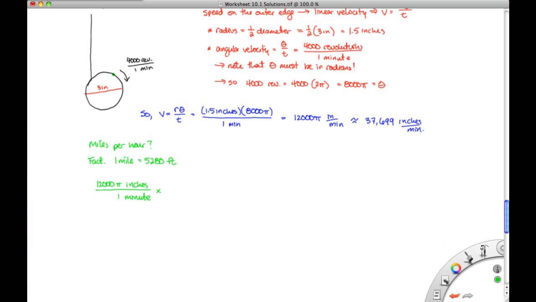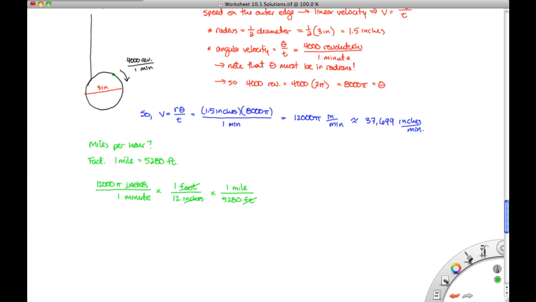So the first thing I'm going to do is take care of the inches. We want to convert inches to miles. So one way we could do this is to first convert inches to feet. So we know that in 1 foot there are 12 inches. Now what that does is that takes care of the inches unit. And then we want to convert feet into miles. So we know that in 1 mile there are 5,280 feet. So that allows us to get rid of the feet. And now we've converted, if we were to multiply this out, 12,000 pi inches into miles.